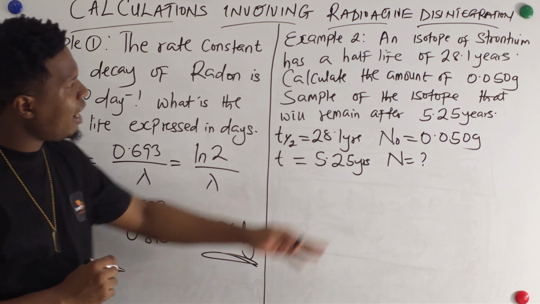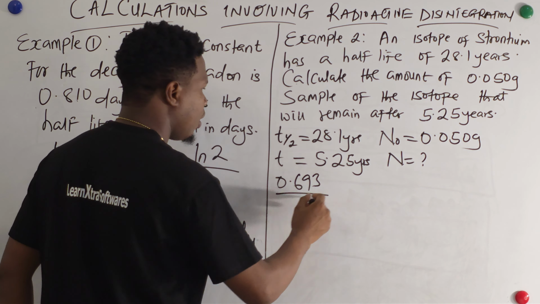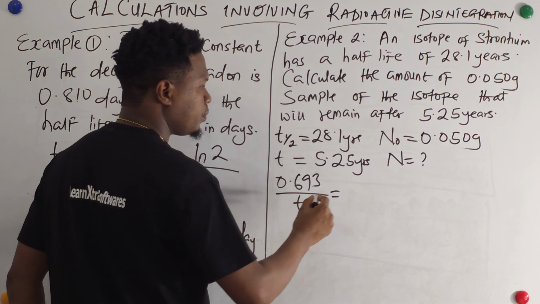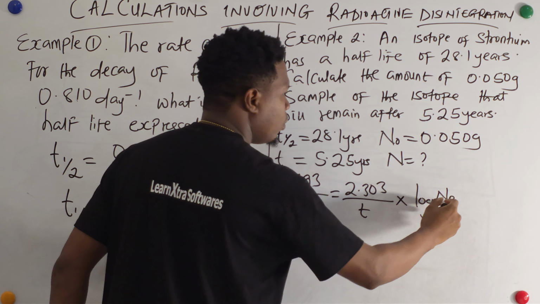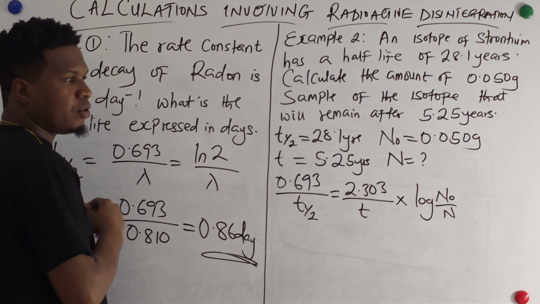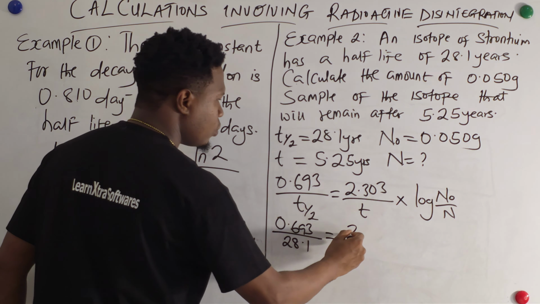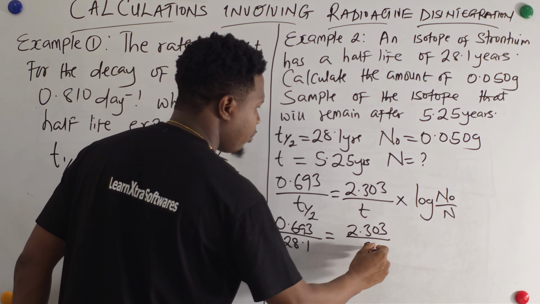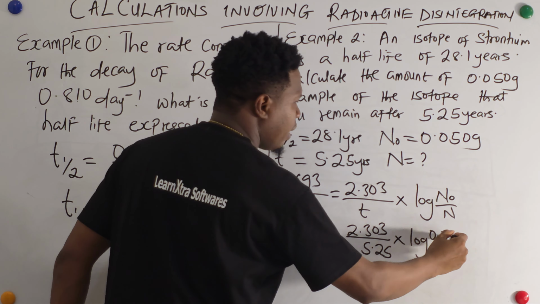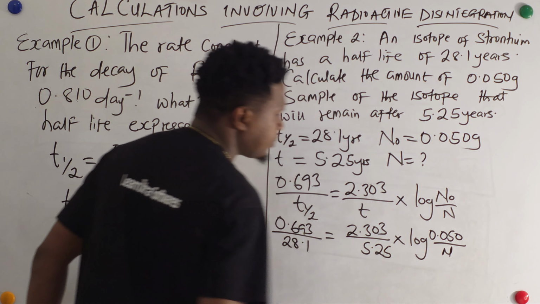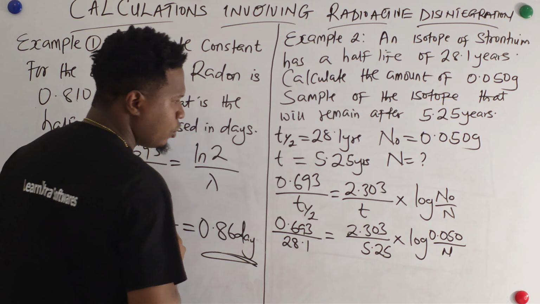So what do you do? Since half-life is involved, you remember the equation I gave you. I'm going to use 0.693 all over half-life is equal to 2.303 all over T multiplied by log N naught over N. Let's substitute the values: 0.693 all over 28.1 is equal to 2.303 all over 5.25 times log of 0.050 over N.